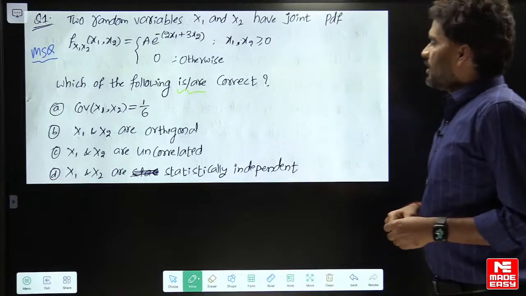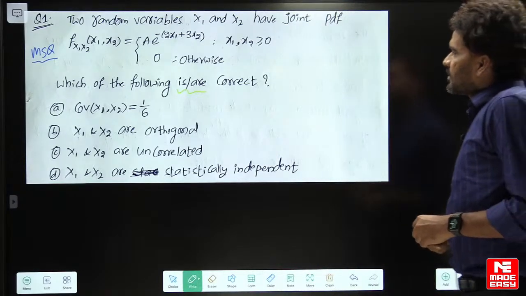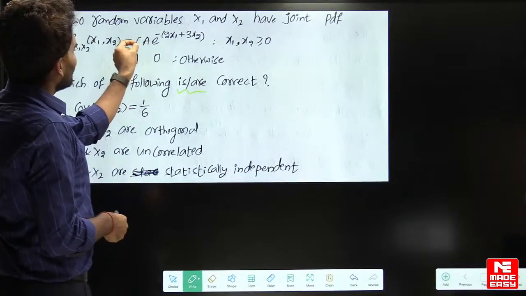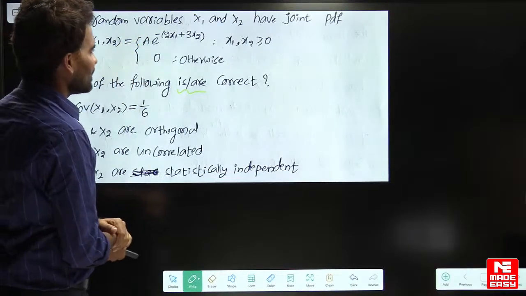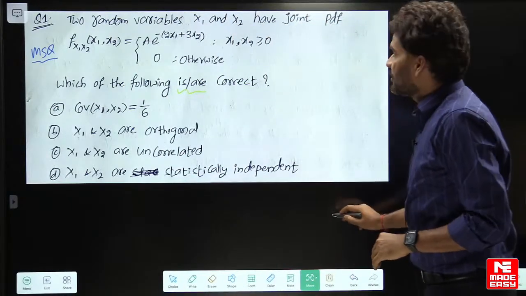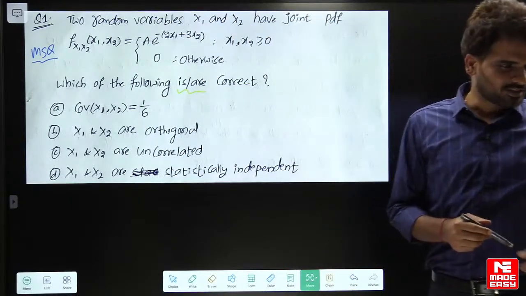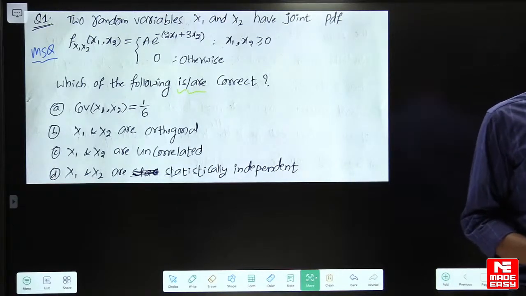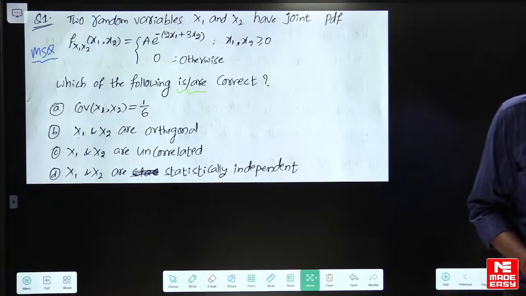So first let's find this a value. How can we find the a value? Just give your answer in the comment box. What will the a value be, and how do we find it?